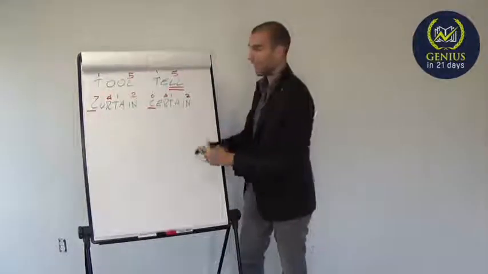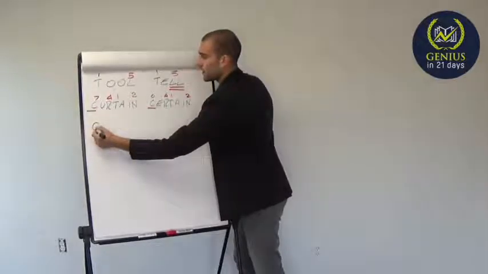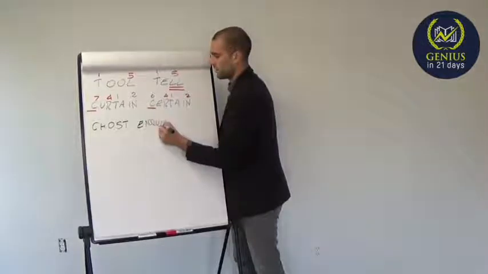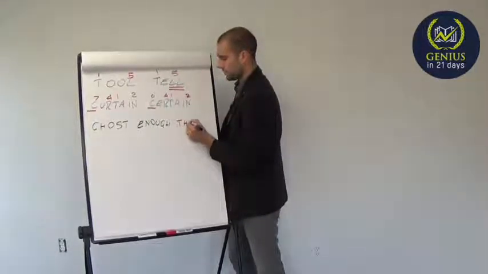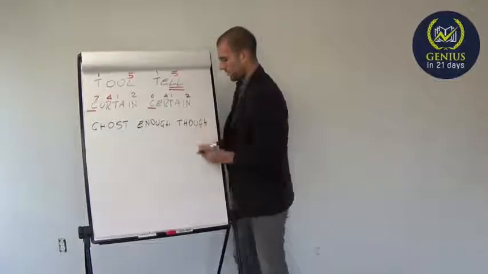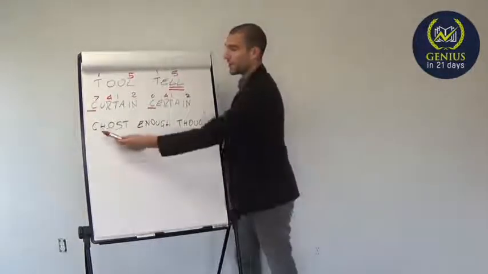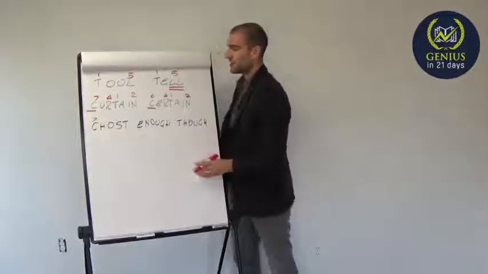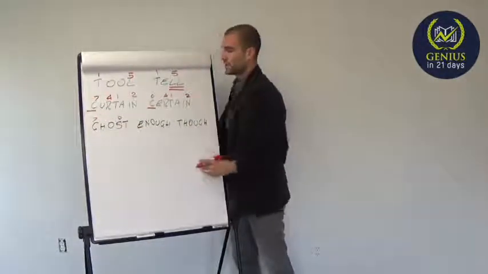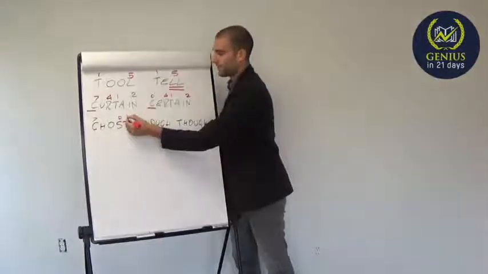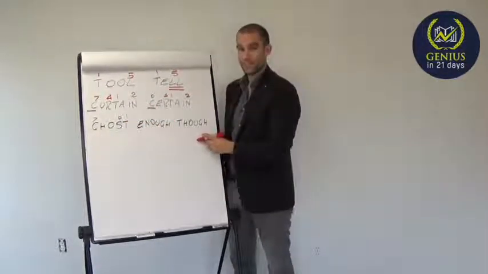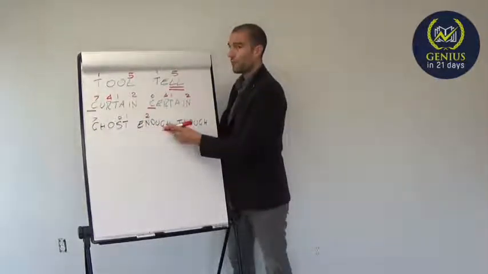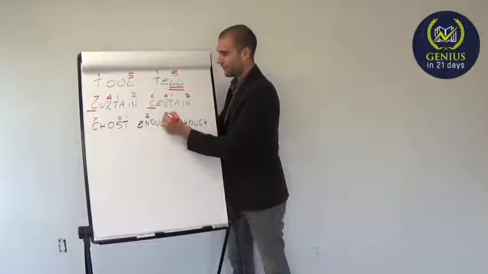One more example for the same principle is ghost, enough, and though. The sounds for the first word are G, S, T. So G is number 7, S, number 0, T, number 1. Then we have enough. The sounds are N, F. N, number 2, F, number 8, like F, V.